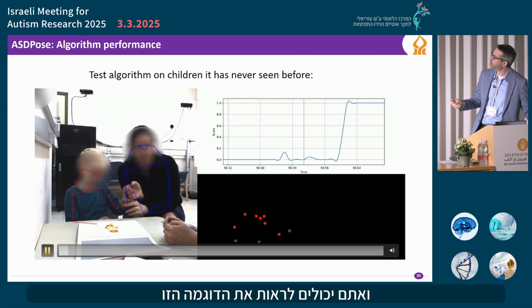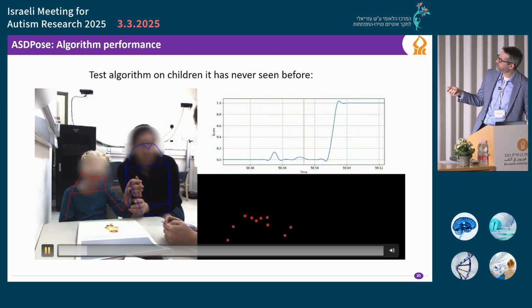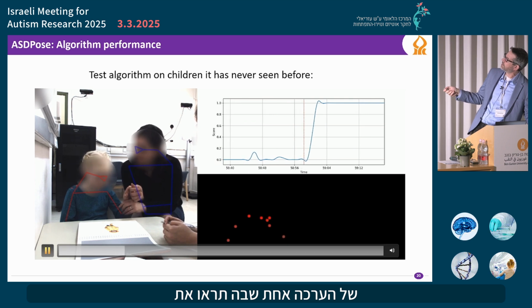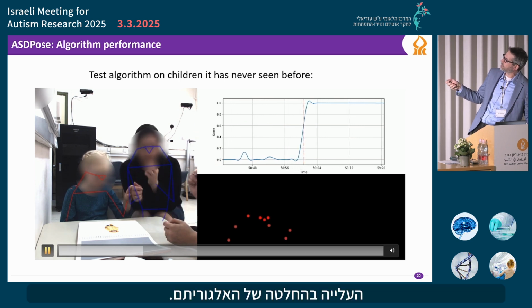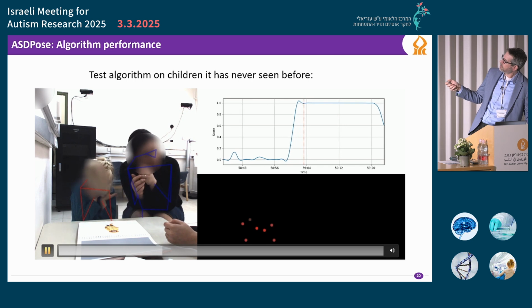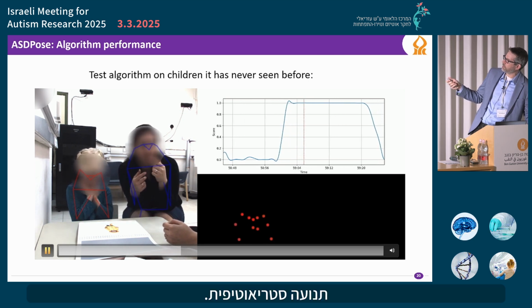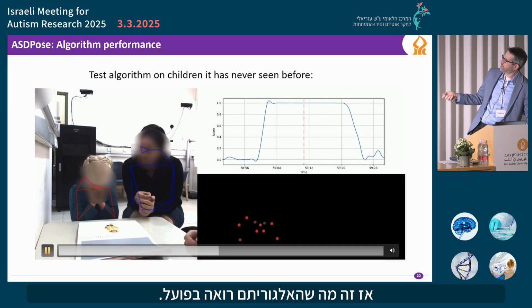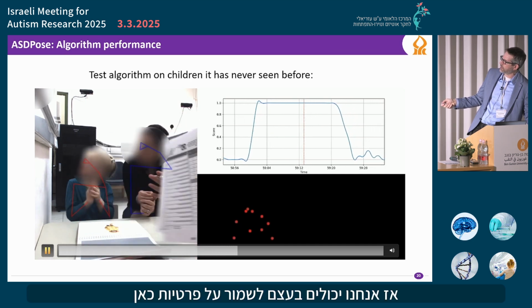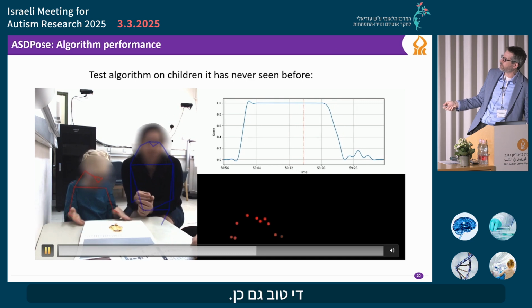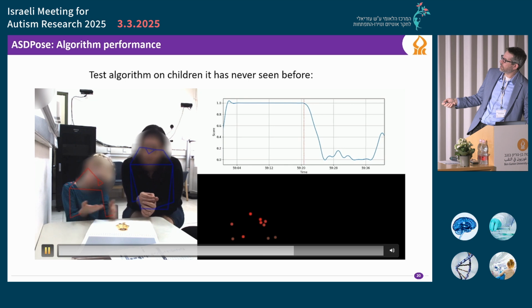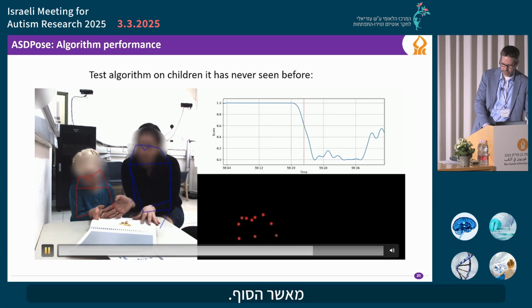And you can see this example of one assessment where you'll see this increase in the algorithm's decision, and you can see the beginning of a stereotypical movement. Okay, so this is what the algorithm actually sees, so we can actually maintain privacy here pretty well as well.